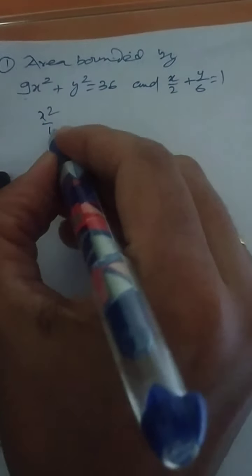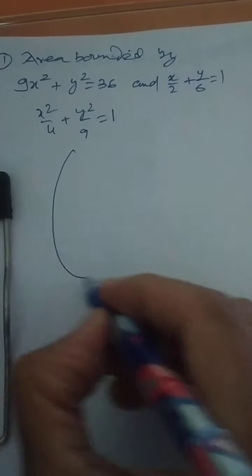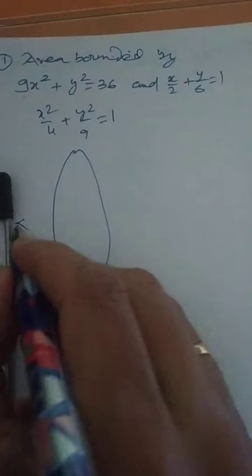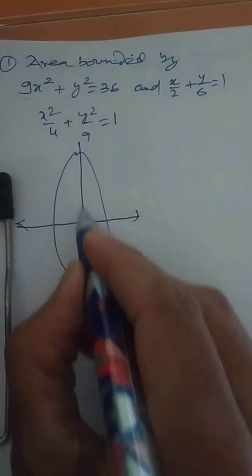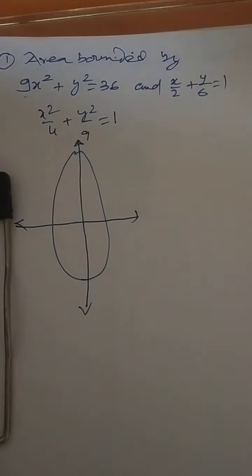Now here it is known to you. What is this? It is nothing but x square by 4 plus y square by 9 is equal to 1, which is a vertical ellipse. So I should draw a vertical ellipse. Here also I am not giving you the complete solution. I am just stopping and giving you the solution till integration.